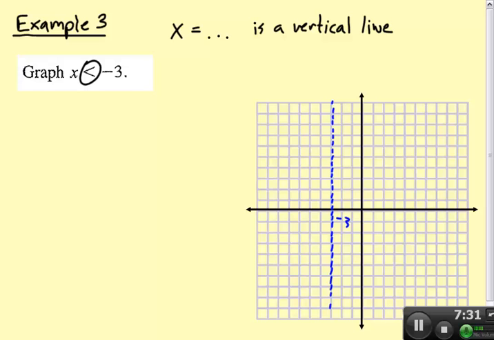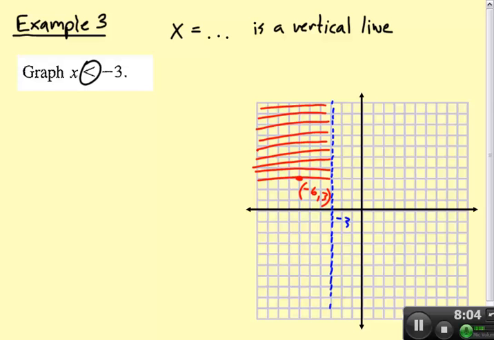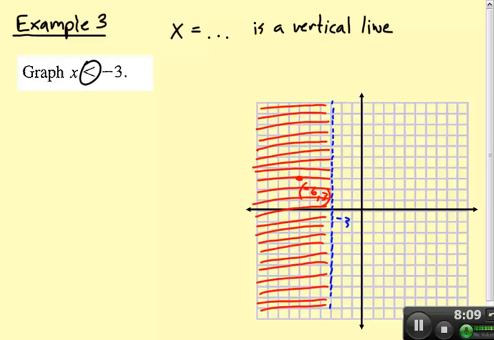Now, this one's a little bit different because it doesn't cross the y-axis. This line is vertical, so I have to think about where the x's are. They want the points that have an x that is less than -3. So that would be all of these points over here. When I pick this point, its x is less than -3. In fact, its x is -6. Its y is 3. So all of the points in this section have an x that's less than -3, so all of these points solve that inequality.